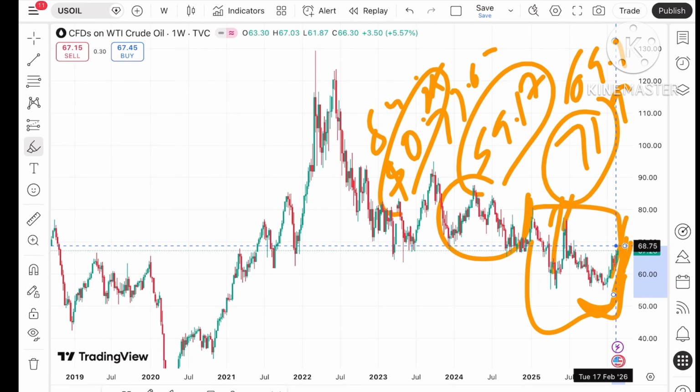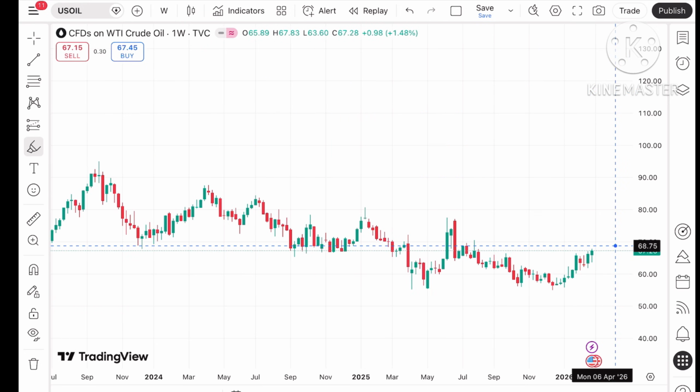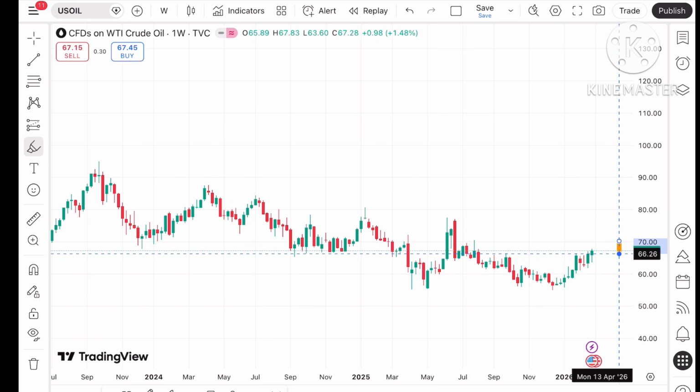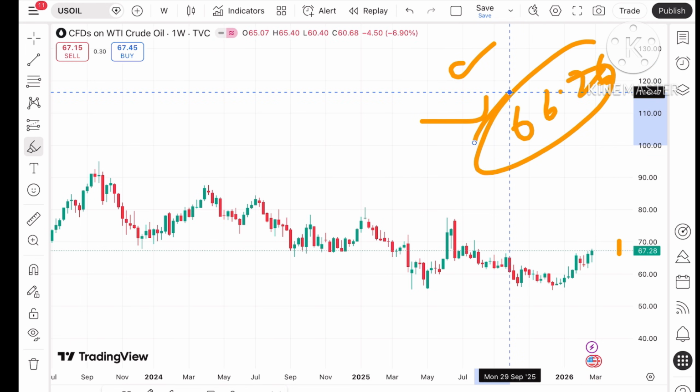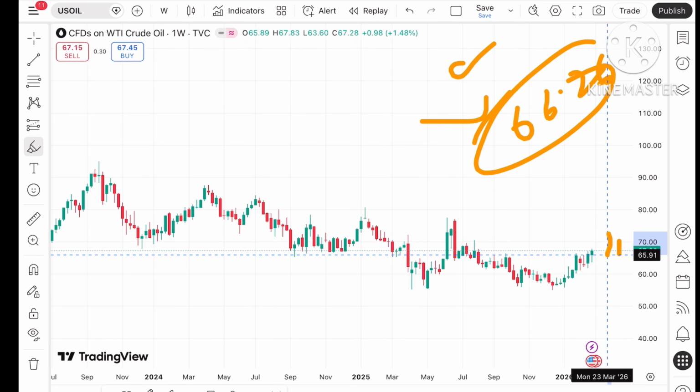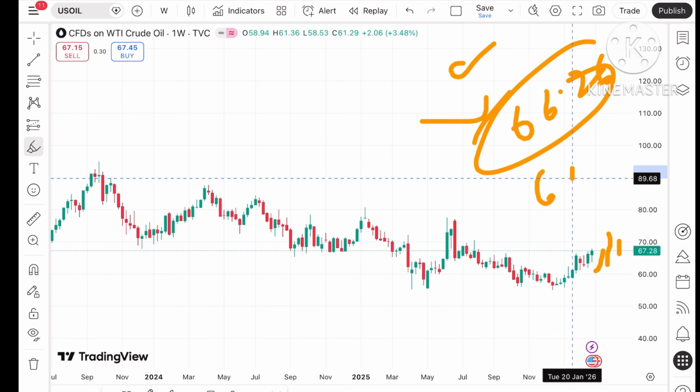But if the price starts coming down, suppose the price starts coming down, it can come down towards 66.26. From this level we can see a bounce back. As we have seen the war situation, there can be volatility. So there is a chance that it can come down towards 62 also, then to a level of 60.7.